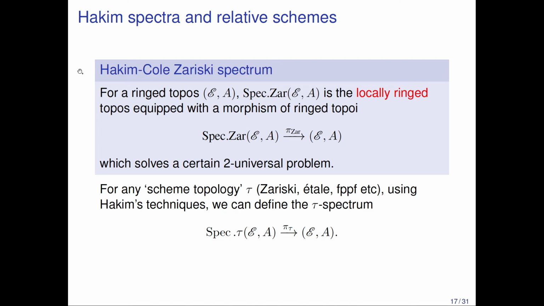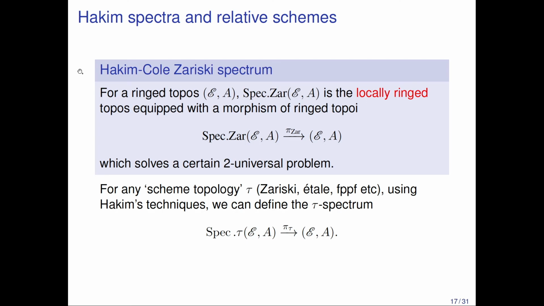Now, when you would take epsilon to be just sets and A is an ordinary ring, then this is related to the classical spectrum. However, the usual spectrum is a ringed space, and here we're looking for a ringed topos. So this will actually give you the topos of Zariski sheaves on the spectrum of A. So in the classical case where epsilon is sets, spec Zar is the category of Zariski sheaves on spec A. Now, Hakim goes further. For any reasonable scheme topology of your choice, be it Zariski or étale or flat, you can define the tau spectrum as well.